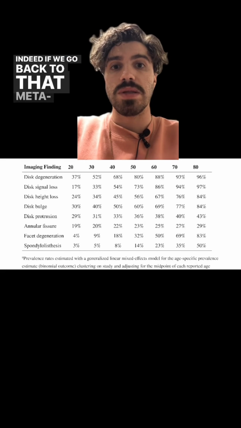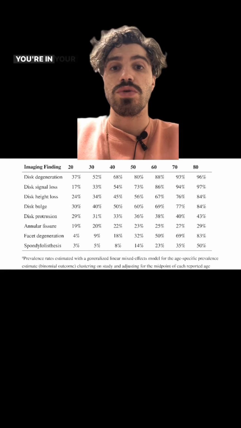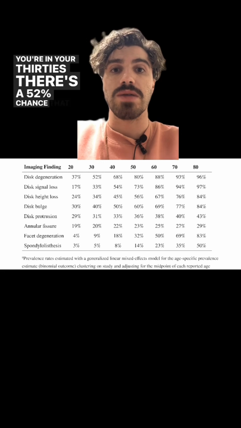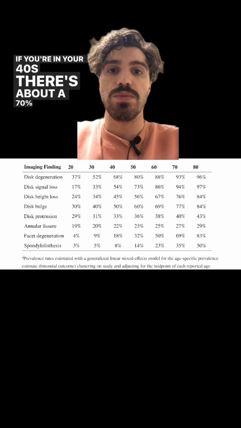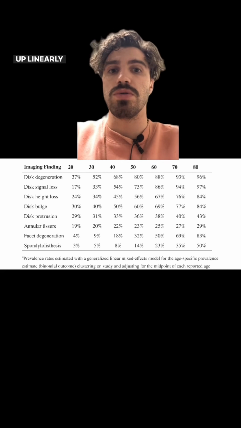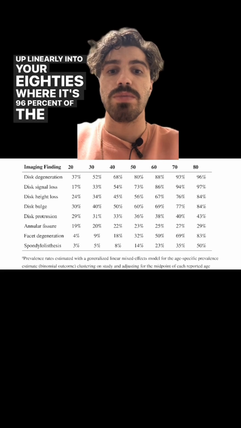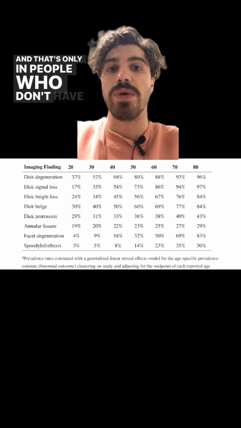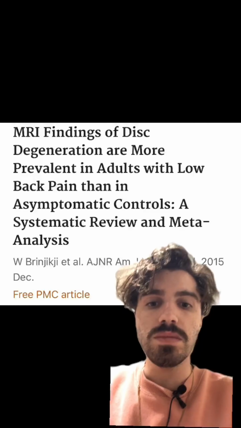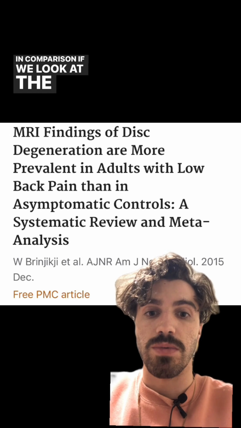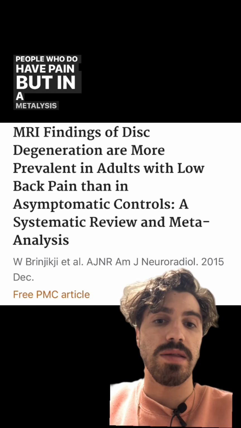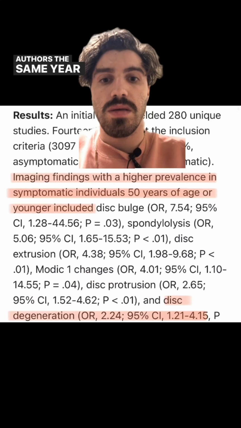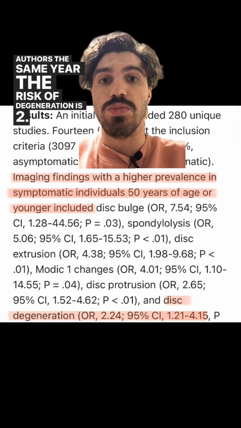Indeed, if we go back to that meta-analysis by Brinjikji, if you're in your 30s, there's a 52% chance that you have disc degeneration. If you're in your 40s, there's about a 70% chance, and it goes up linearly until your 80s, where it's 96% of the population. And that's only in people who don't have pain, so asymptomatic patients. In comparison, if we look at the rate of disc degeneration in people who do have pain, in a meta-analysis by the same authors the same year, the risk of degeneration is 2.2 times higher.